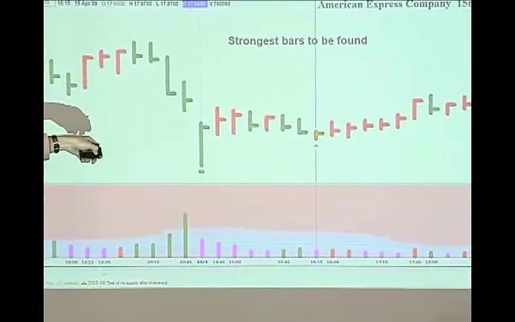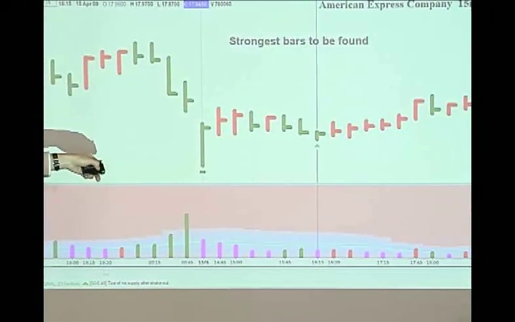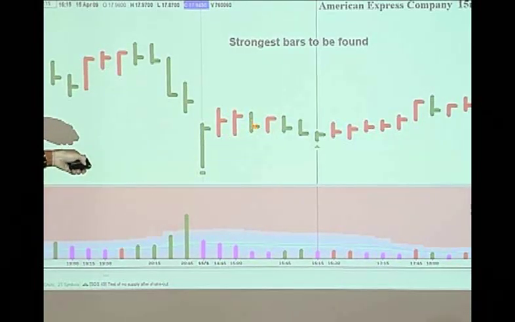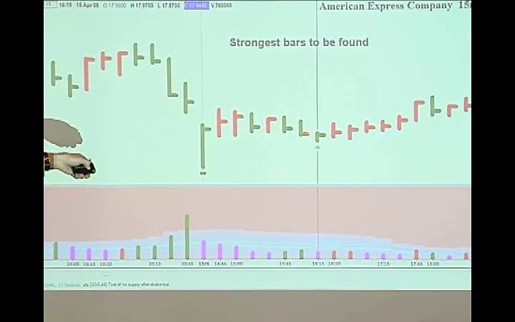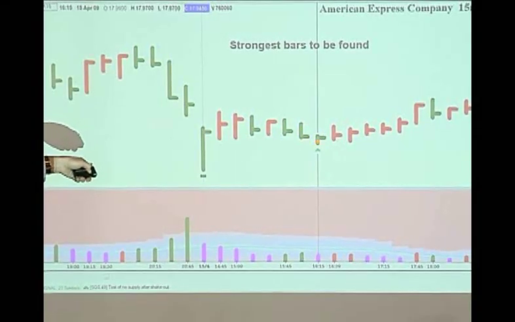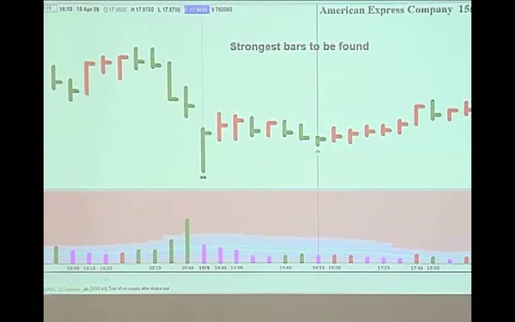That's a stronger bar than if you have, according to Tom, just a regular test, which is, say, like that one. So if you've got a test and the previous bar is down, then you give it more strength. Okay?